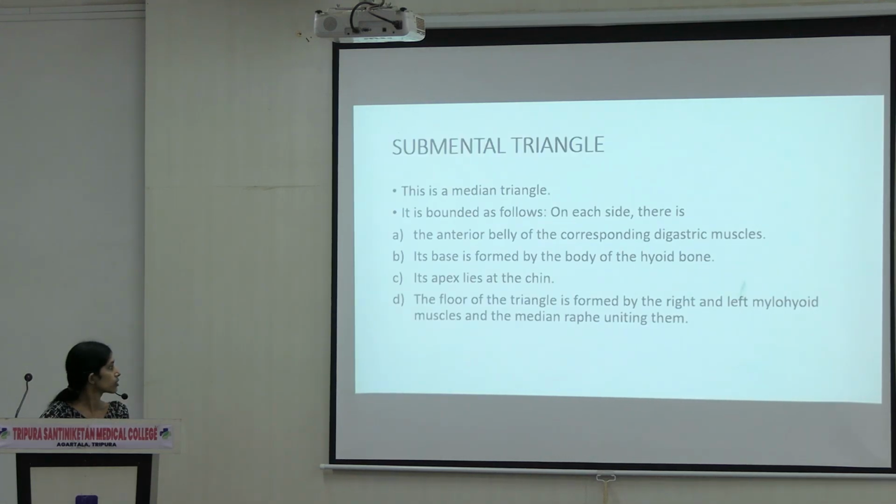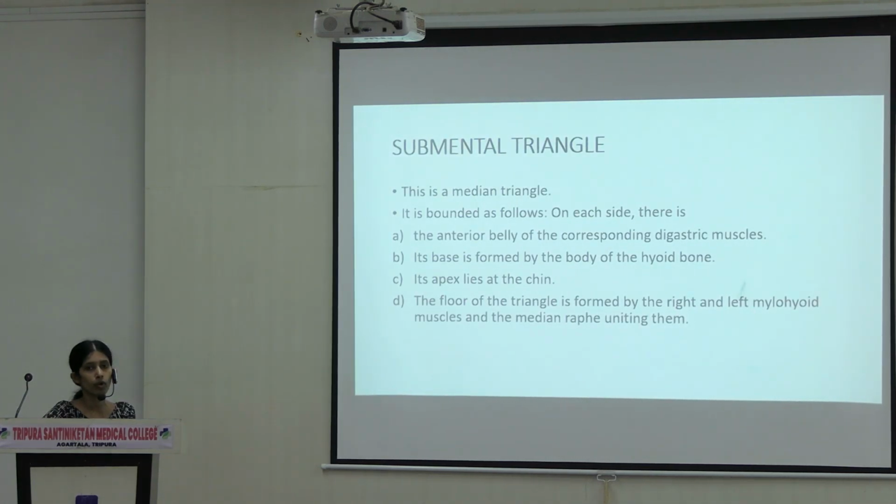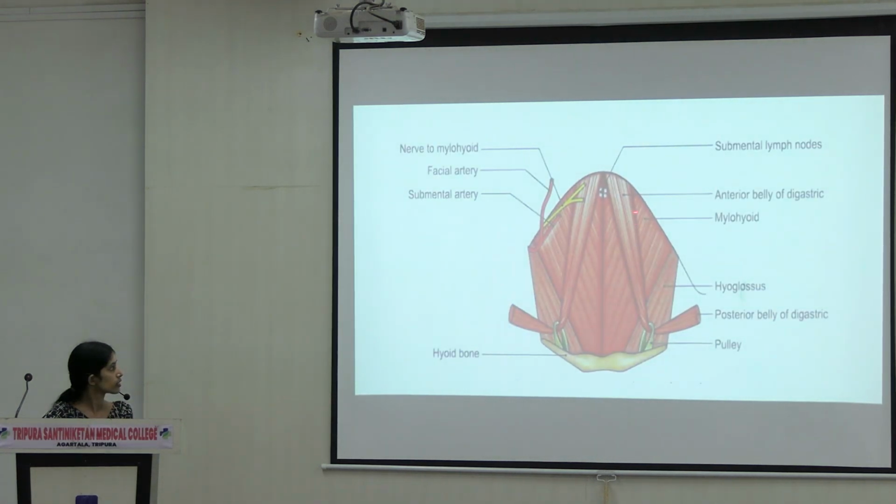Okay. Next, the floor of the triangle is formed by the right and left mylohyoid muscles. This is the mylohyoid muscle. The floor of your submental triangle is formed by the mylohyoid muscles. Okay.